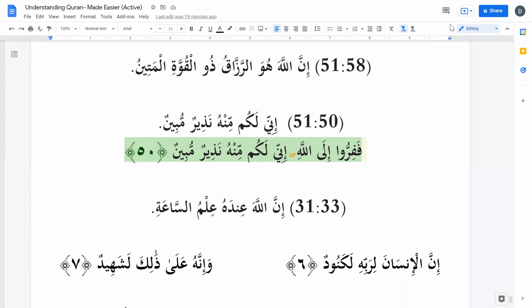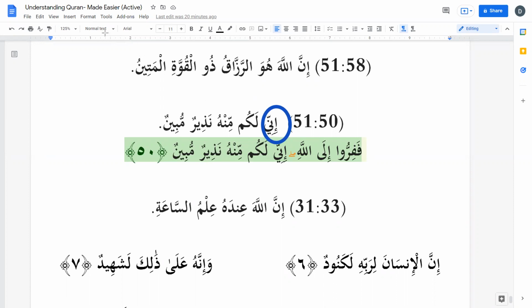Inni lakum nadhirun mubin. So inni: harf of inna and the attached pronoun ya, which is nasb in status. So actually it is inna and ni. We know that the attached pronoun ni is nasb in status. So this is mubtada, and it has both inna and its ism.